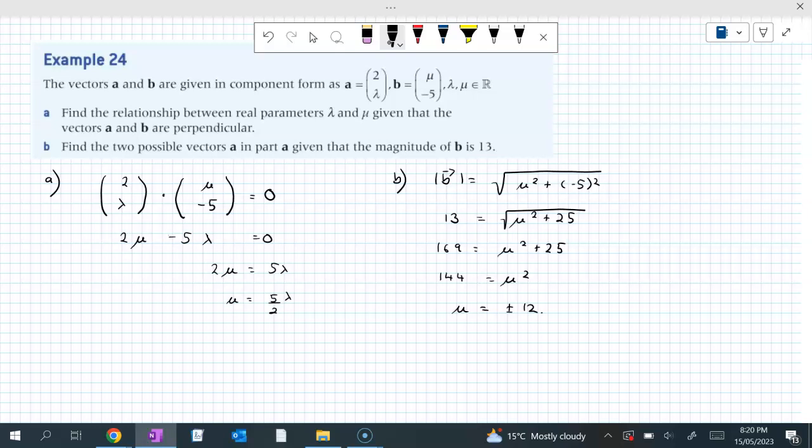Now, the one I need is I need lambda in terms of mu. So lambda is equal to 2/5 mu, because I need to be able to find lambda if I know mu. So, if mu is equal to positive 12, lambda is equal to 24 on 5. If mu is equal to negative 12, lambda is equal to negative 24 on 5.